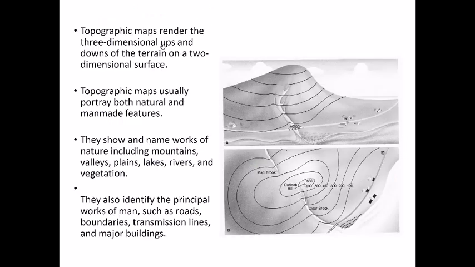So topographic maps render the 3D ups and downs of the terrain on a two-dimensional surface. The undulations incorporated into a map give you a 3D look, but that is shown on a 2D map. So that is one benefit of it. Topographic maps usually portray both natural and man-made features. So it doesn't have to be just for the natural features. You can also depict man-made features as well. And they show and name works of nature, including mountains, valleys, plains, lakes, rivers, and vegetation. They also identify the principal works of man, such as roads, boundaries, transmission lines, and major buildings. So you can show those as well.